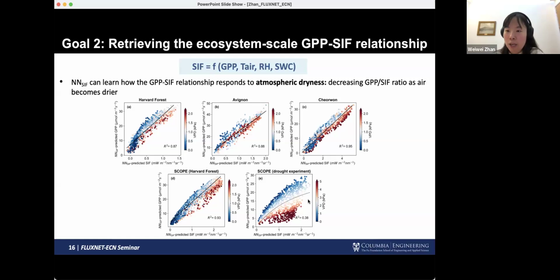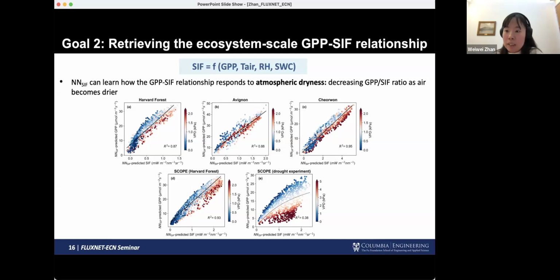This also holds true for an extreme drought experiment we conducted using SCOPE simulation. And this dependence on humidity is associated with stomatal behavior. Under drier atmospheric conditions, the plant stomata tend to close to avoid more water loss. And this further affects the light use efficiency and decreases GPP.